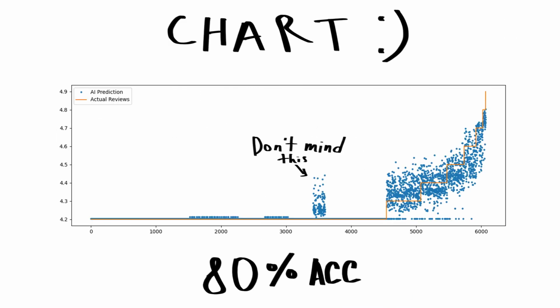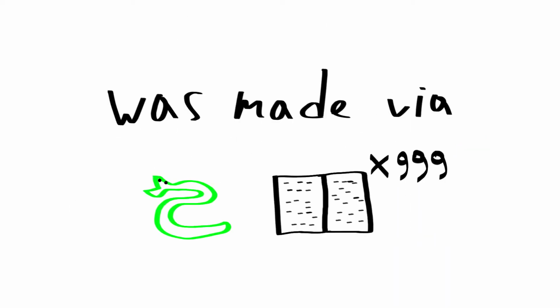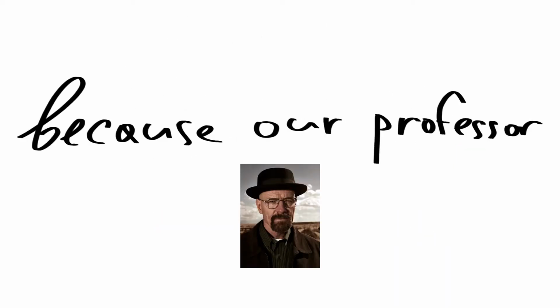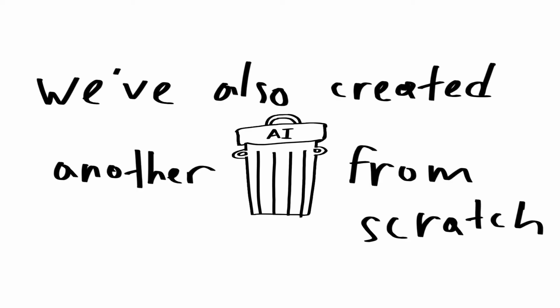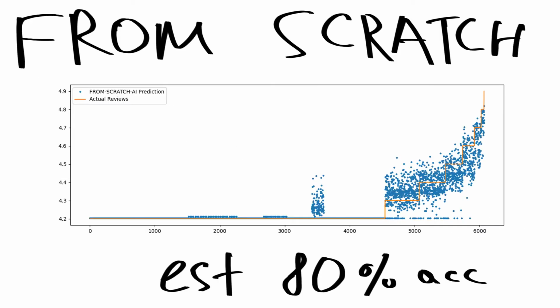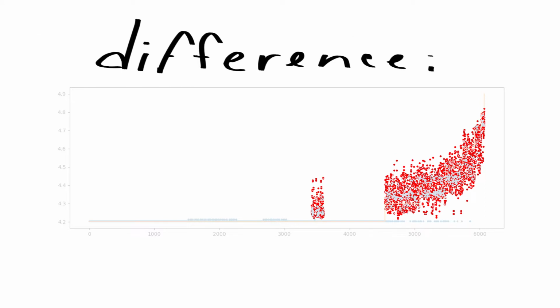You can look at the predictions of our model compared to actual reviews at this chart. In percentage, its accuracy is estimated to be around 80%. By the way, did I mention that this was made by a Python library called scikit-learn? Because our professor won't approve it, we've also created another model from scratch. Here are the predictions of it. Can you spot the difference?